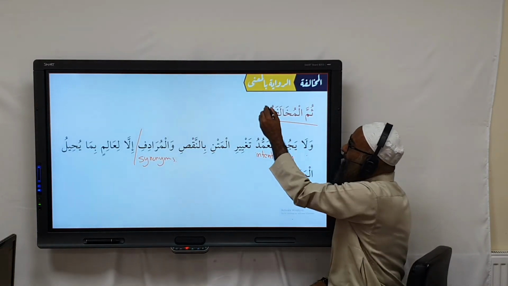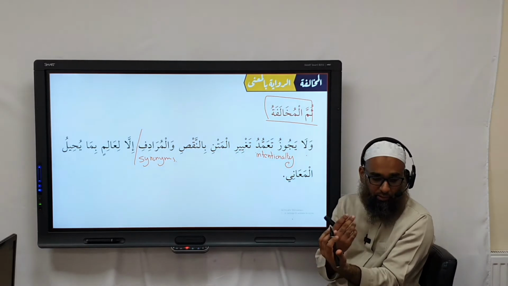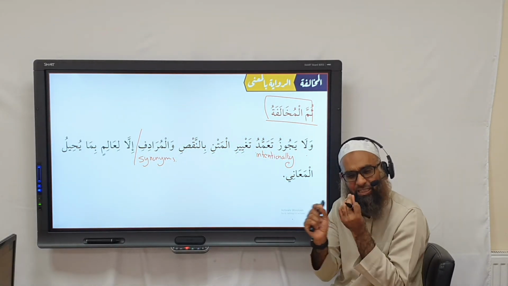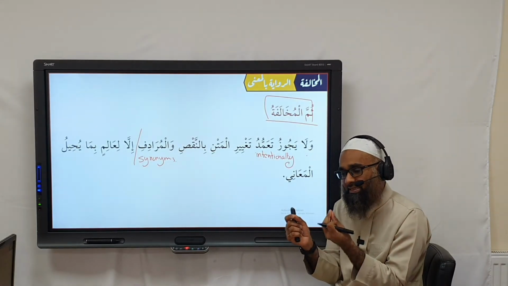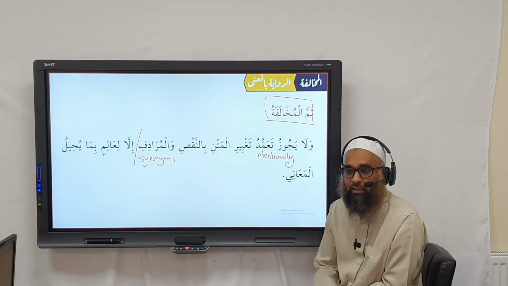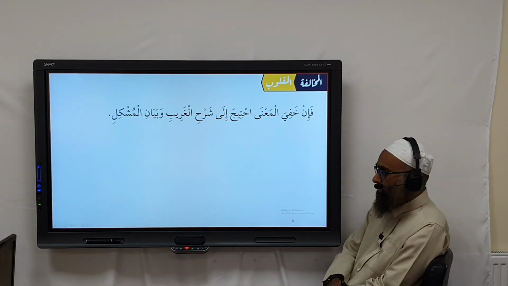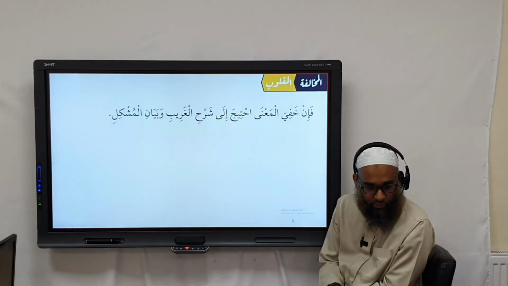So you can get a mukhalafa which occurs because of riwayat bil ma'na. So somebody's narrated the meaning with a slight change because of similar words. It doesn't change the meaning, but it changes the wording. But the meaning is the same. Okay? Are you following? So far, so good?